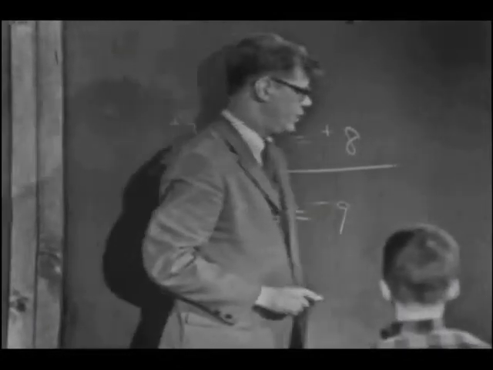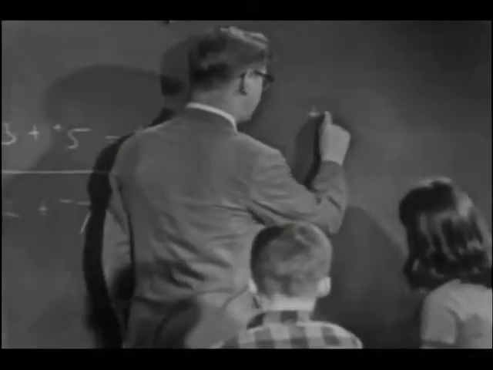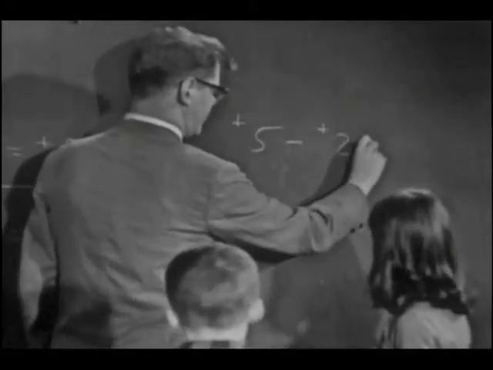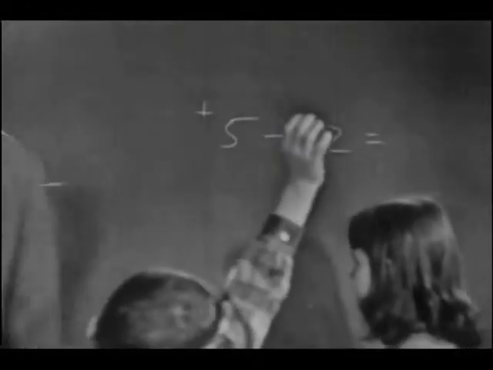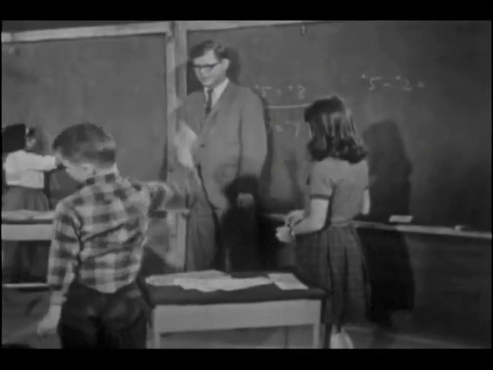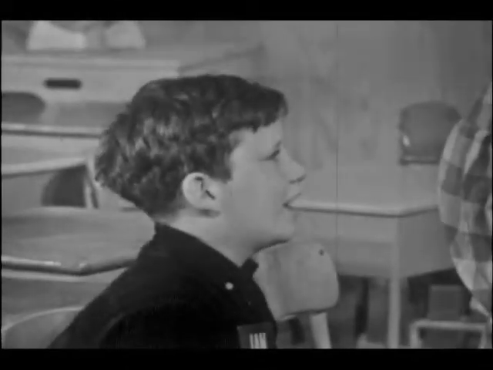-9. Okay, let me do another one of those. Suppose we had +5 minus +2. Now what do we do? That's a tricky one. Ian, what do we do? Well, you take away a check for $5 and a check for $2.